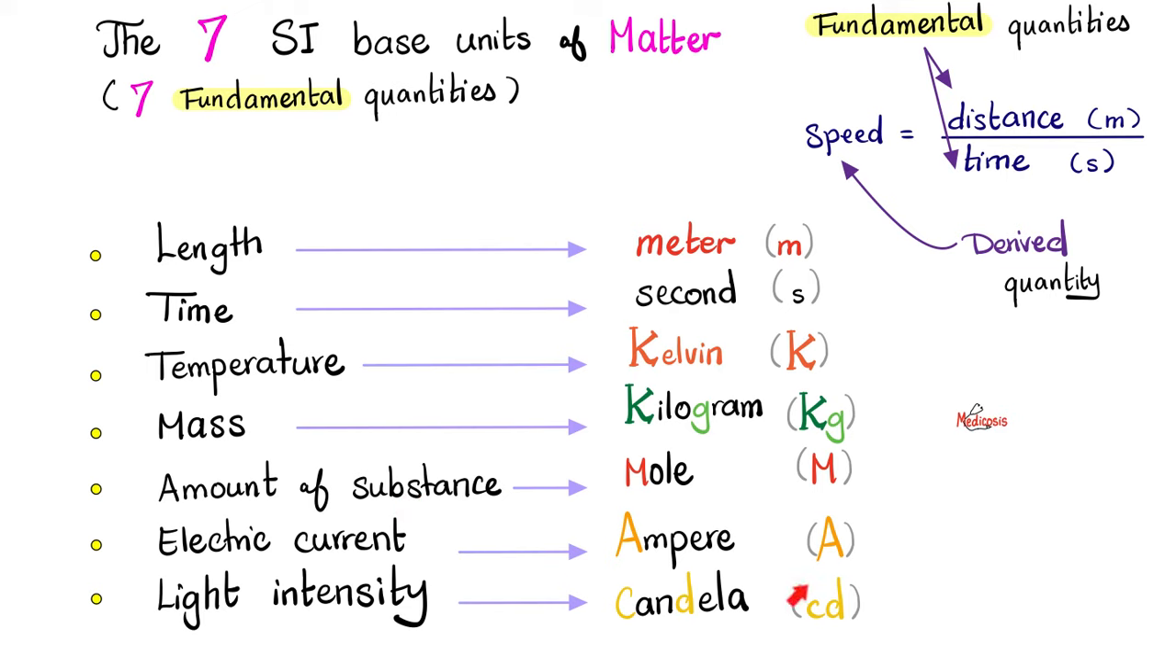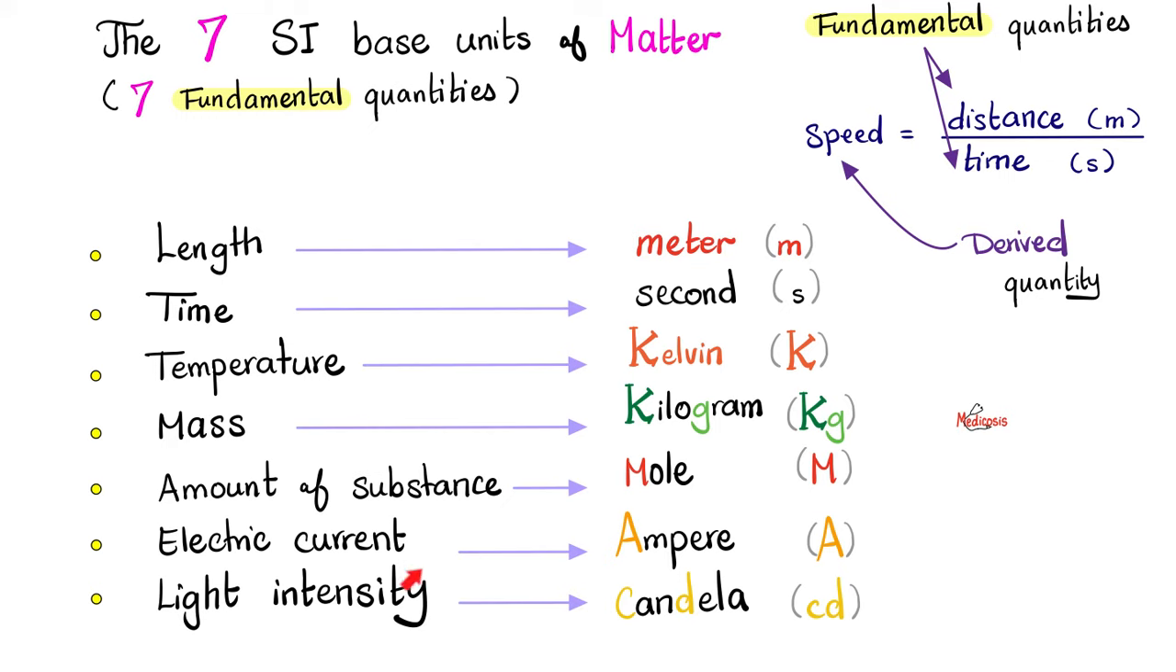Moreover, candela is abbreviated lowercase c, lowercase d. What if it was uppercase C, lowercase d? That's cadmium, an element of the periodic table. It has nothing to do with the candela. So pay attention to how they are written. Why do we call these SI base units? Système International. It's a French term.